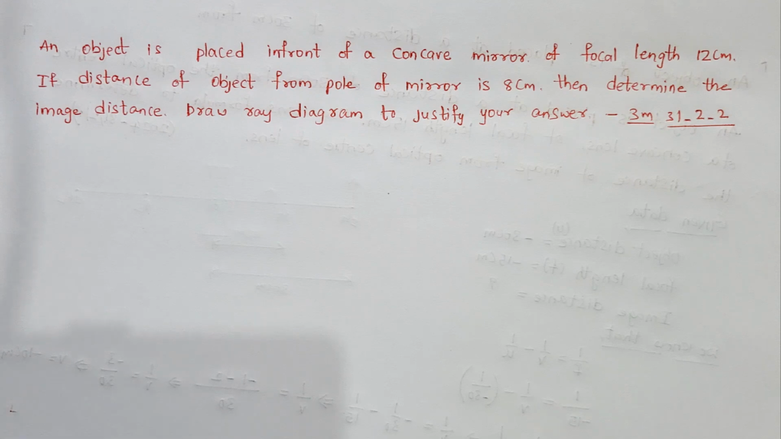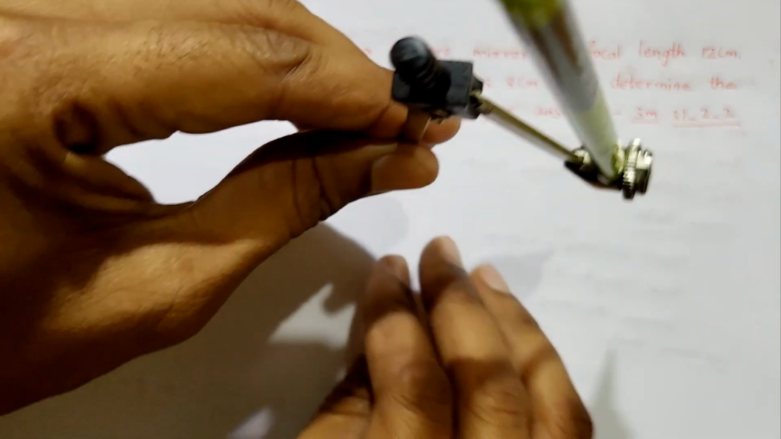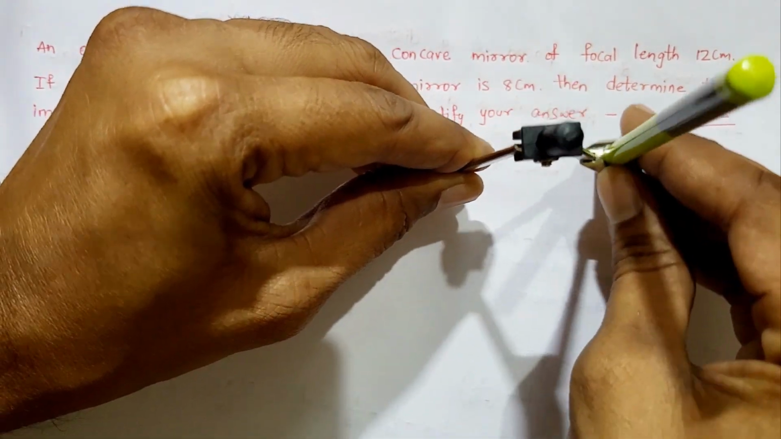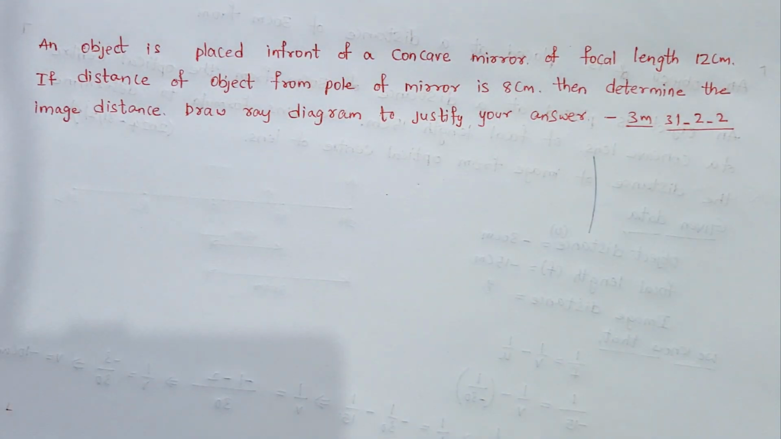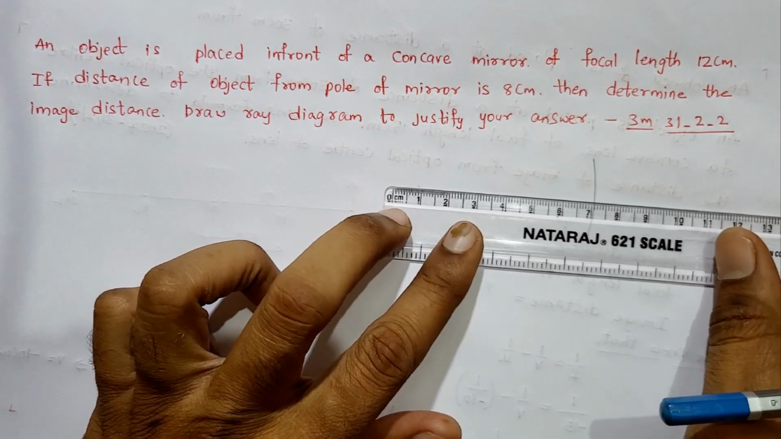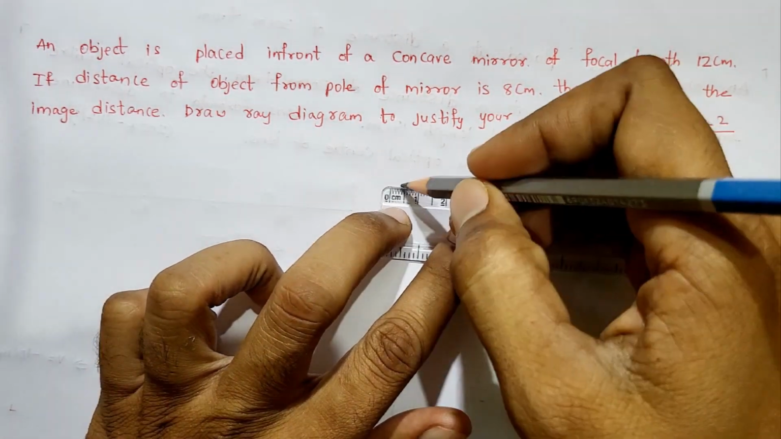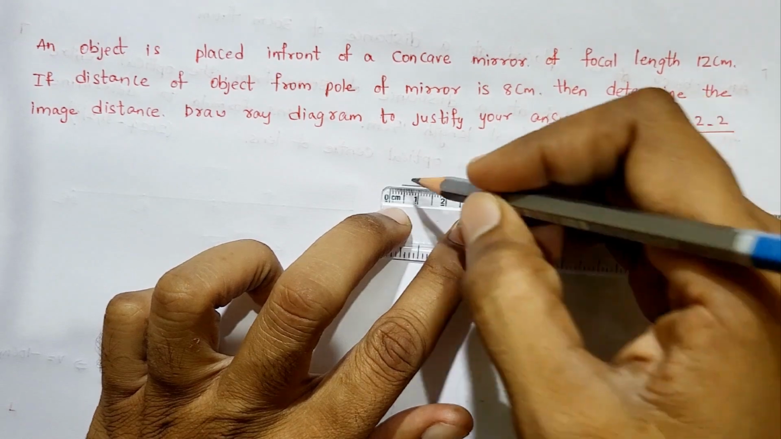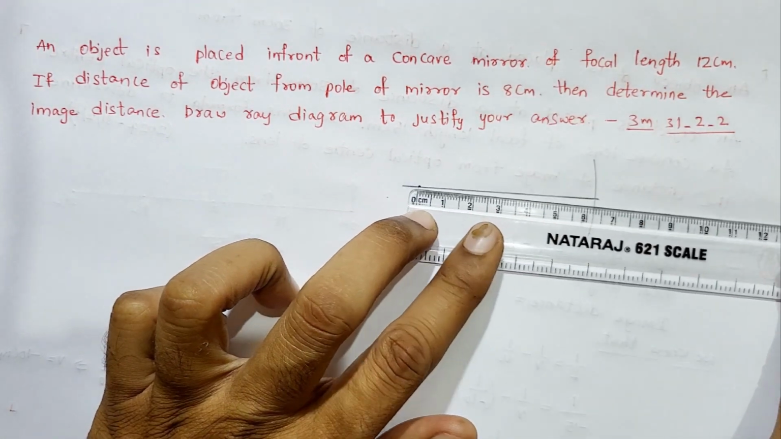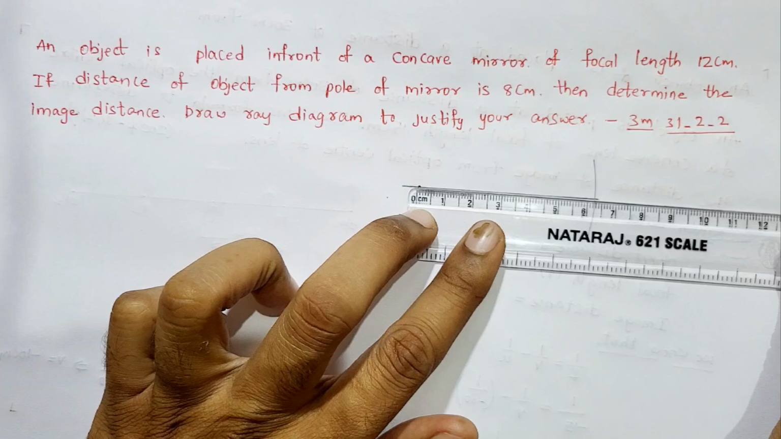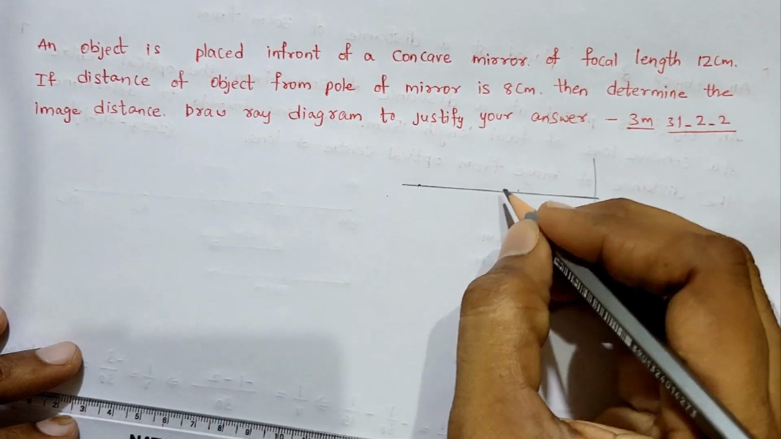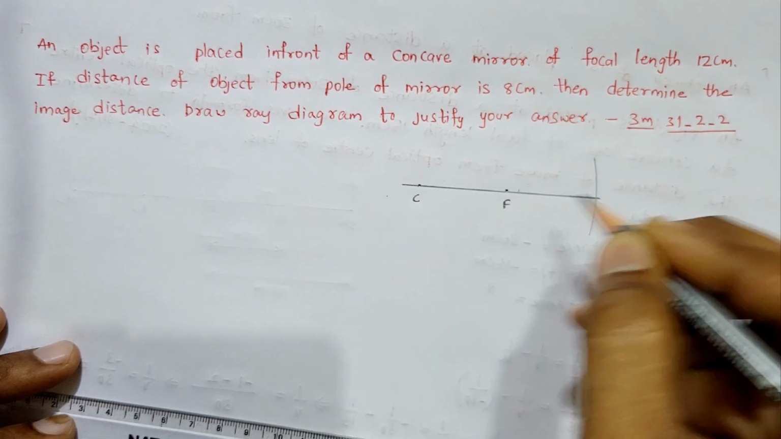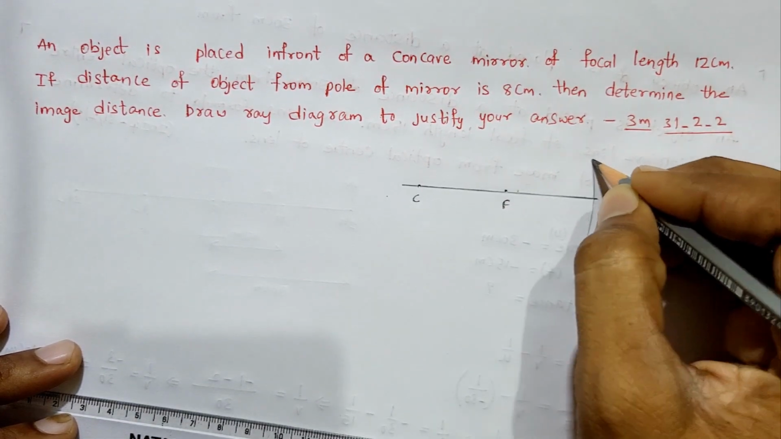See, if we remember the concave mirror, how will the concave mirror be here? Concave mirror will be like this. Correct? This is the center of curvature. This one will be the focus. This one will be the center of curvature. This point will be the pole, right?